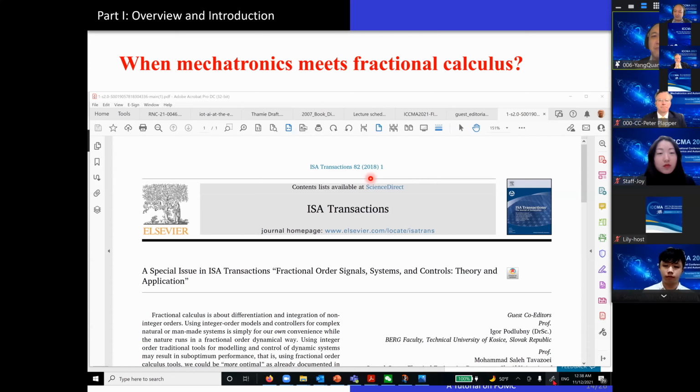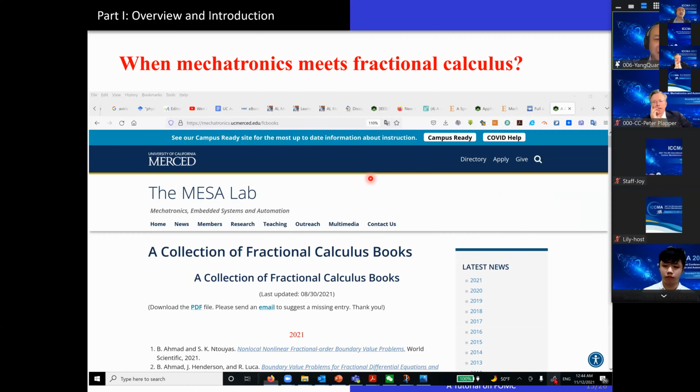So in fact, I heard the last plenary speaker talking about complex order. Of course, I know that project background very well. So I'm very pleased to see different people meet with fractional calculus as background. We maintain a list of fractional calculus books. So please, if you want to check out the FC books, we update them from time to time.